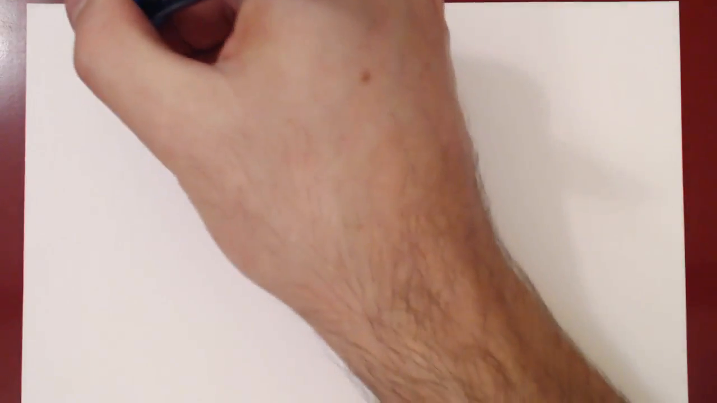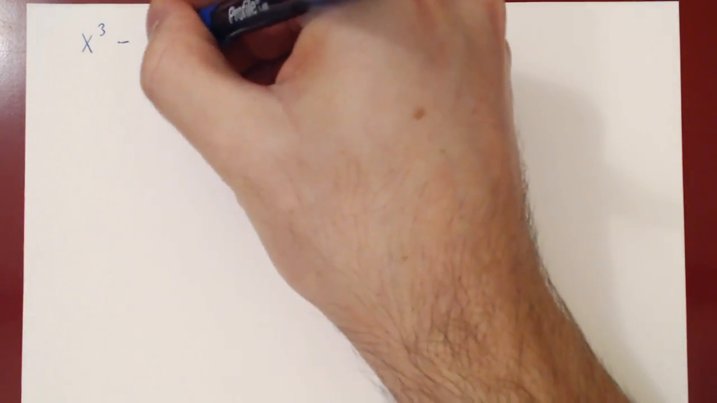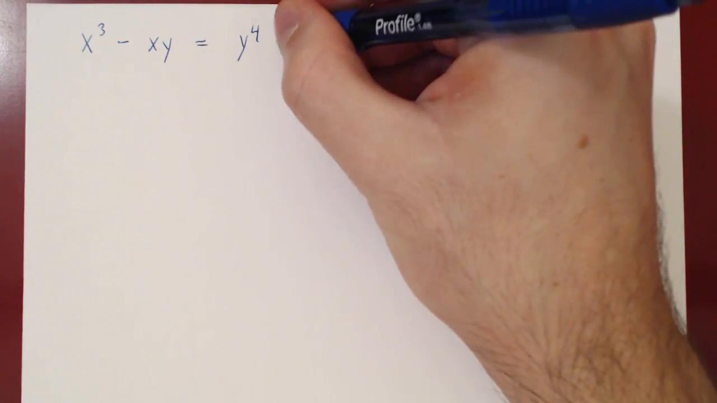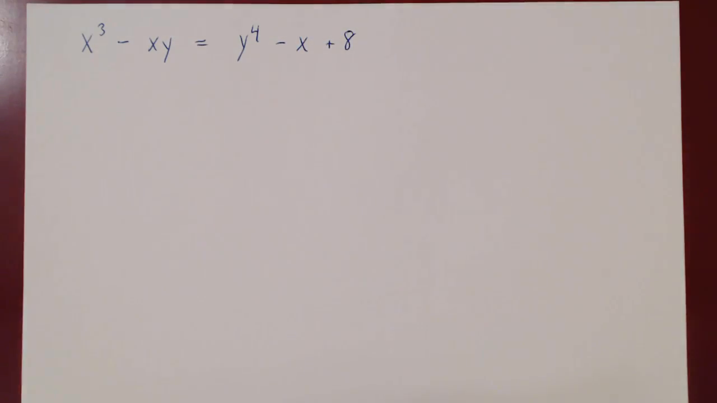In this video, we will consider a few more examples of implicit differentiation. We will not find the equation of the tangent line to the curve at a given point. We'll simply find the derivative of the curve. So suppose we have the following curve. Let's go with x cubed minus xy equals y to the fourth power minus x plus 8.